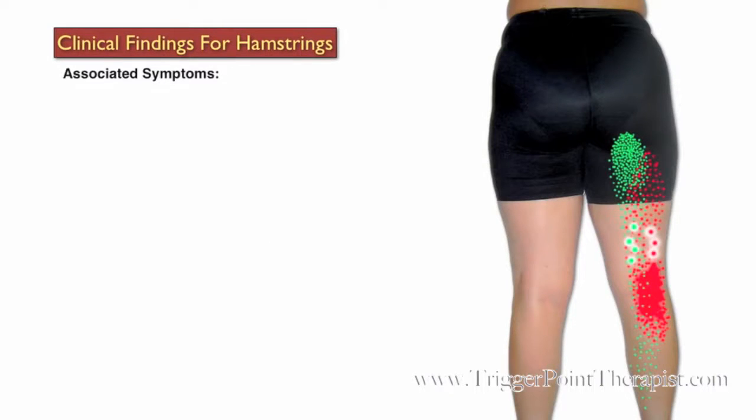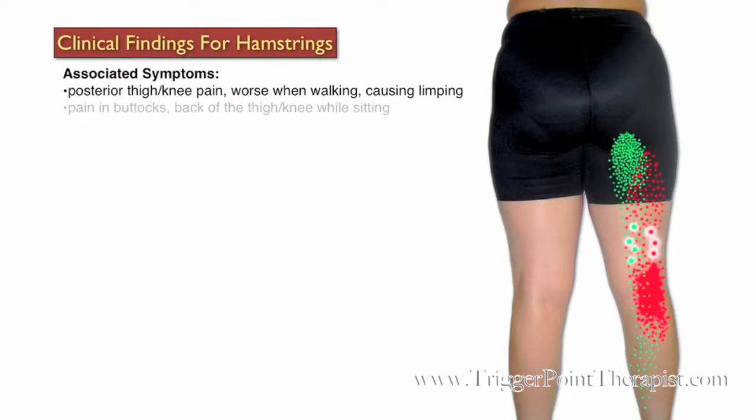Clinical findings for the hamstring trigger points. Clients with active trigger points in the hamstring muscle group will typically complain of pain in the posterior thigh and knee that gets worse when walking and could cause a limp. They may also complain of pain in the buttocks, in the back of the thigh and the knee while they're sitting.